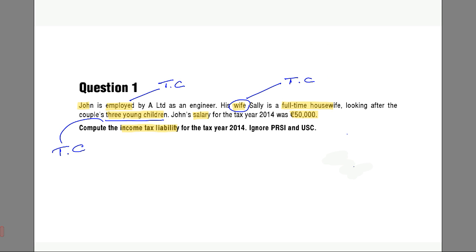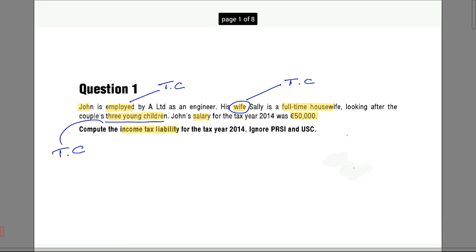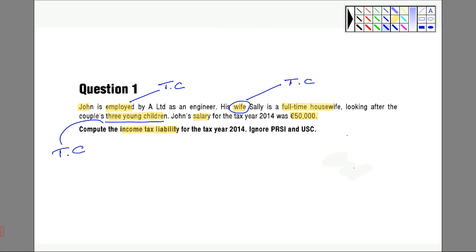There's definitely an employed one. I know what that is. I know that it's 1650. There's definitely going to be some sort of married tax credit because they are married. It says wife, therefore we must have 3300 included. And in addition to that, it looks as if there are 3 kids, they're being looked after by Sally. Then I would suggest that the home carer credit is also going to be available.